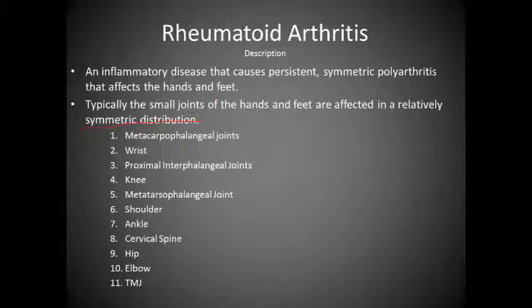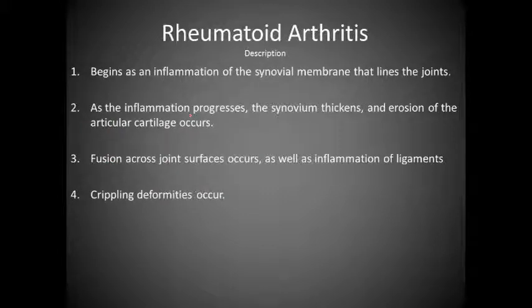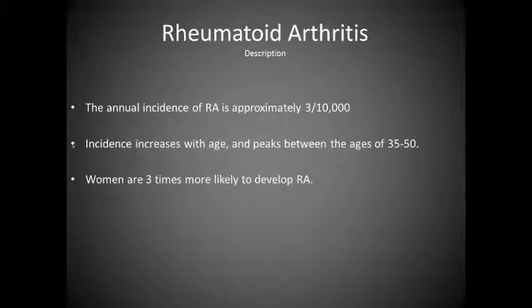But notice that you're looking for a symmetric distribution. Usually, rheumatoid arthritis begins as an inflammation of the synovial membrane that lines the joints. As the inflammation progresses, the synovium thickens and erosion of the articular cartilage occurs. So what really is the result of rheumatoid arthritis is erosion of the articular cartilage. And because of this erosion, fusion across joint surfaces occurs as well as inflammation of ligaments. So because there is no articular cartilage, then fusion occurs. And then this leads to crippling deformities that we have probably all seen.